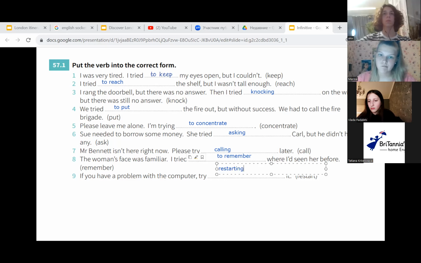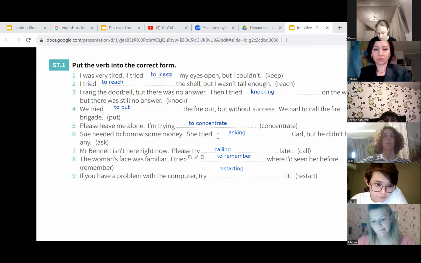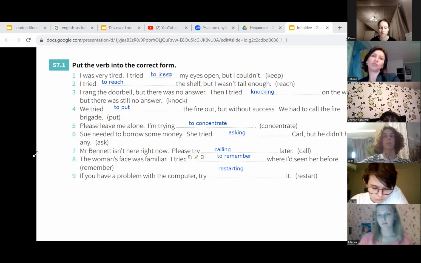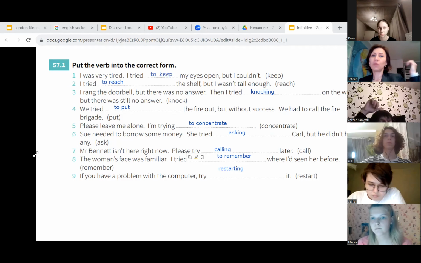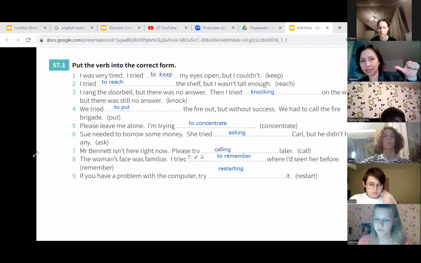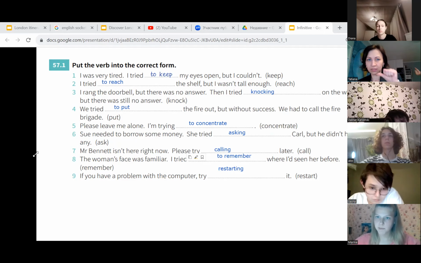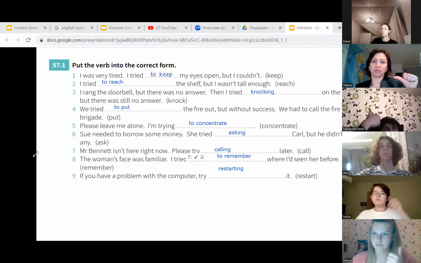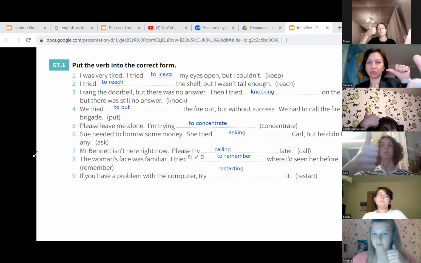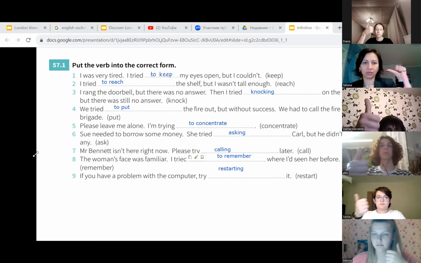Did you understand this difference? Try to do is effort, the need for the person's energy. Try doing is an experiment. Was there something new for anybody here today? Was there at least anything new? Okay, Vlada. You as well. Katya.